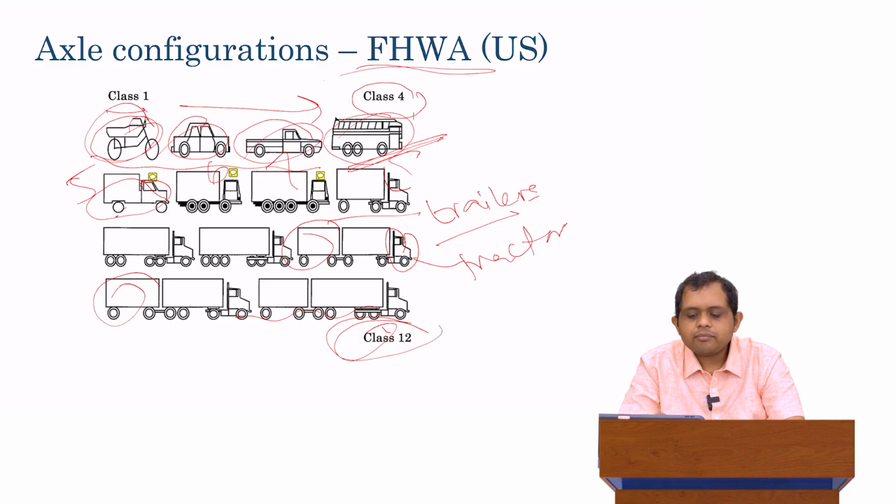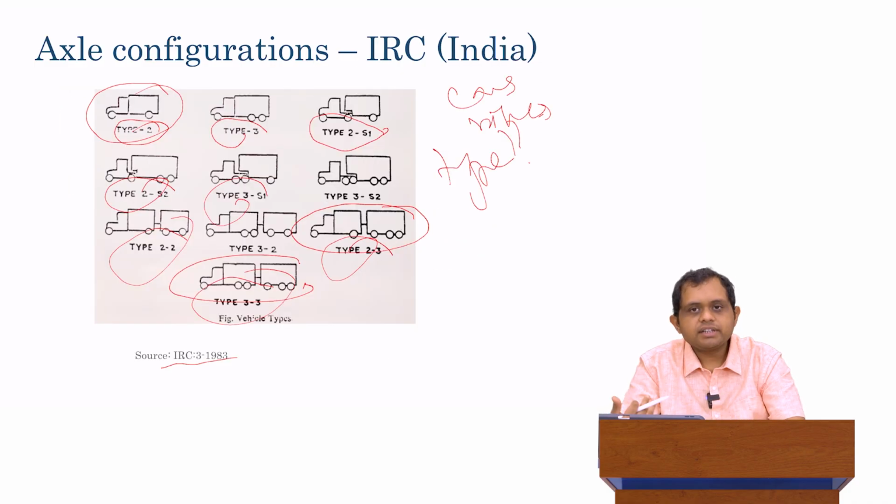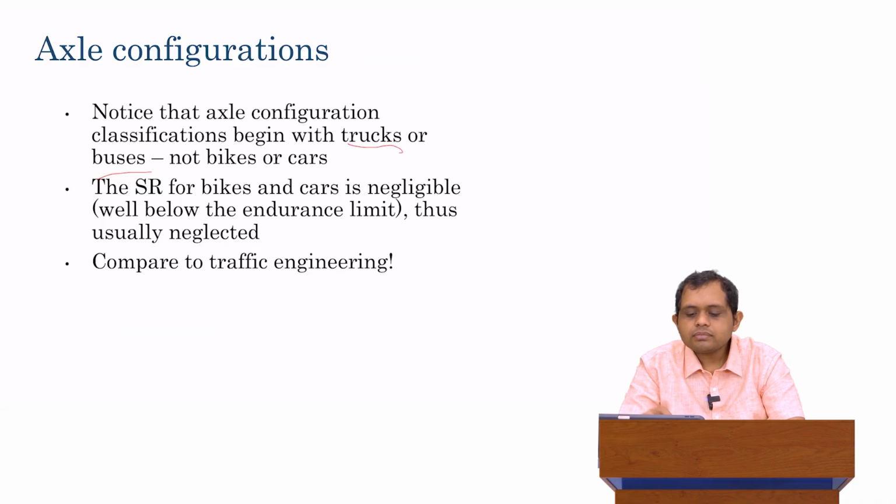So they do really have bicycles and cars, but these are not considered in design. So class 1 to class 3 are generally not used in design. The actual classification begins at class 4. And in India, we explicitly take that into account by completely ignoring the existence of type 1. The reason for this is as follows.